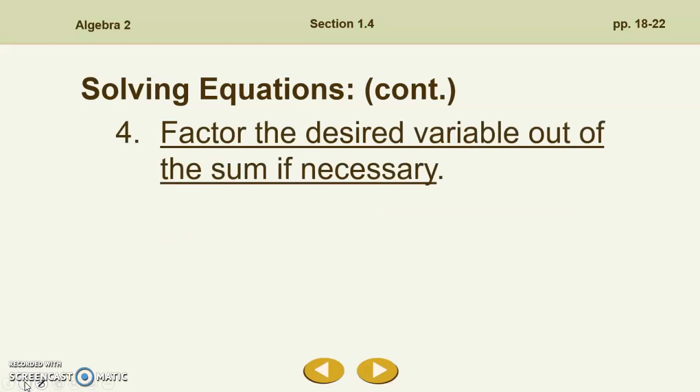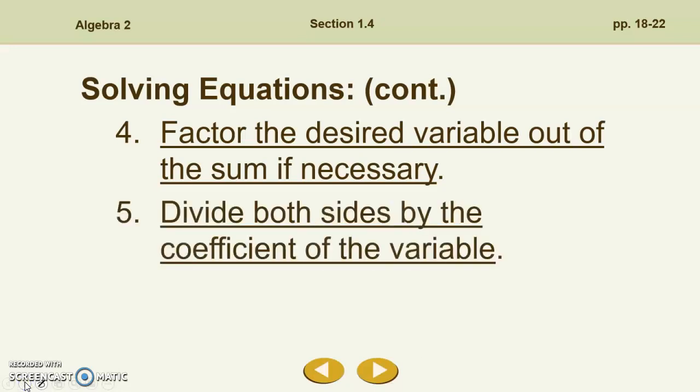Factor the desired variable out of the sum if necessary. That's what we just did with x, factoring it out. Divide both sides by the coefficient of the variable. So whatever is still being done to the variable, go ahead and divide to get the variable by itself.